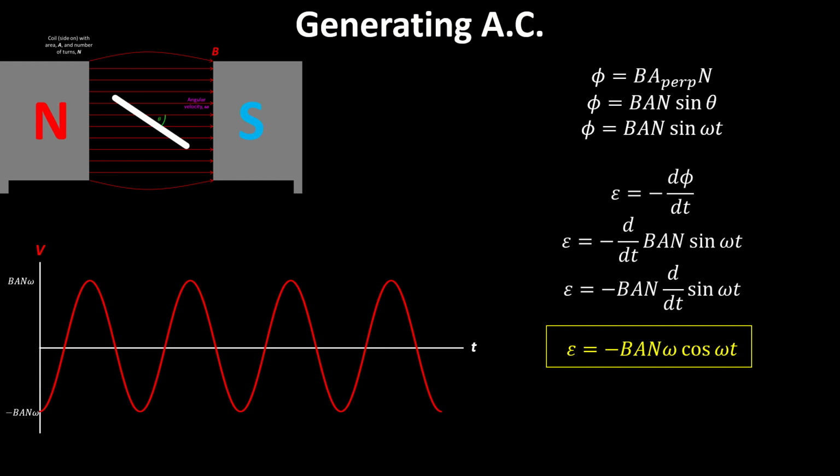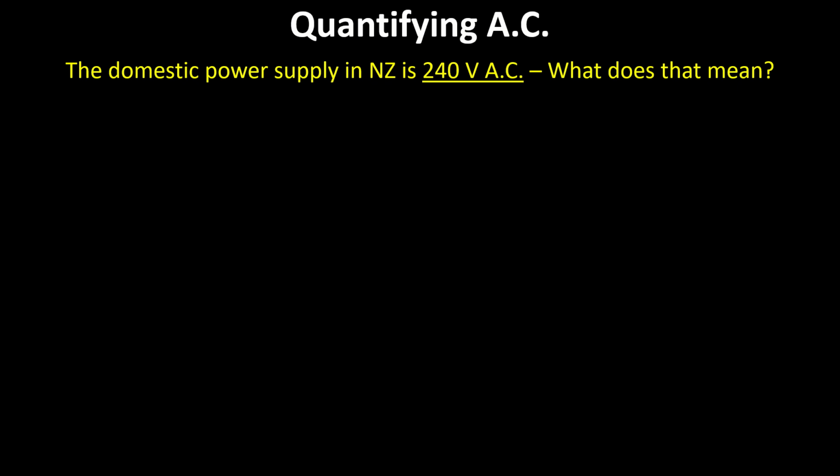Okay. Now, there's some tricky things about how we quantify this and the terminology we use. So, for example, in New Zealand, the domestic power supply we say is 240 volts AC, but what does that actually mean?